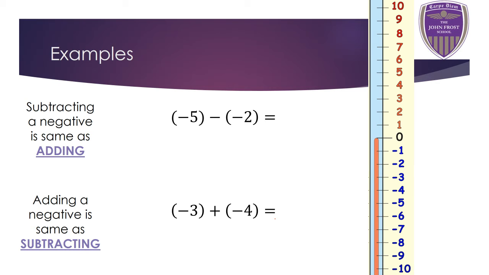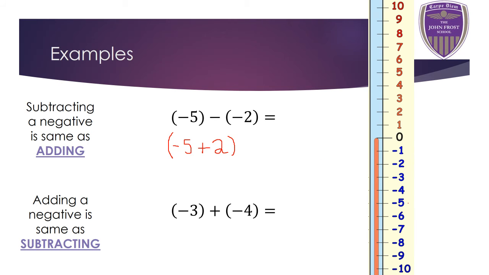Now, let's have a look at where we're starting with a negative number, okay? So again, for the first question, let's remember the rule. We're doing minus 5 minus minus 2. And remember that subtracting a negative is the same as adding. So what I'm really asking here is, what is minus 5, because this number doesn't change, take away minus 2. Subtracting a negative, same as adding. So what is minus 5 add 2?